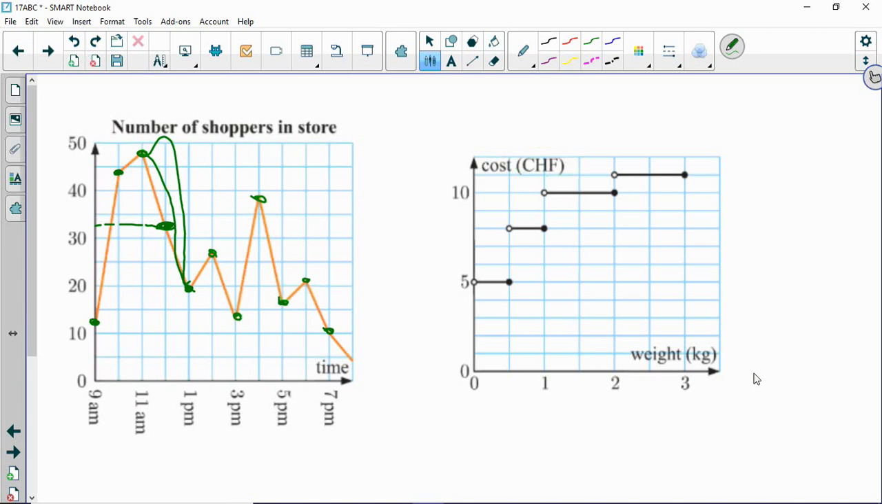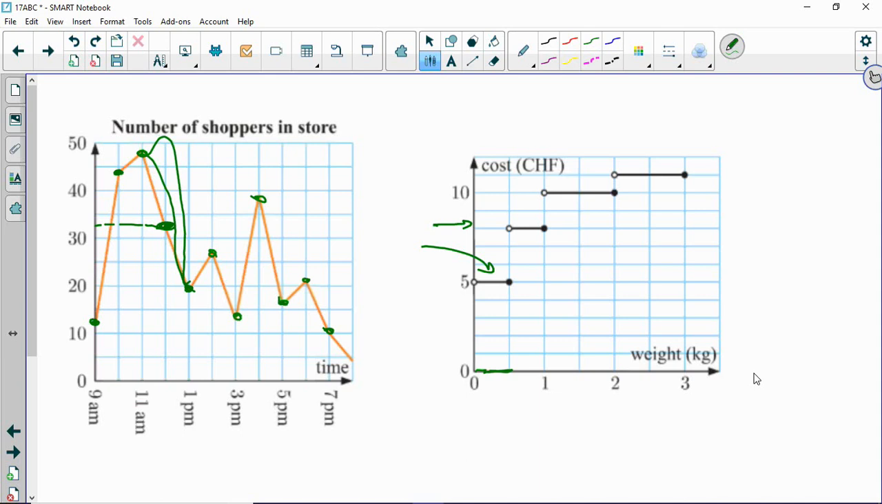So kind of like the statues again. What this notation tells me is that any of these objects which are in between 0 and half of a kilogram are all going to cost the same amount. They're all going to cost 5 Swiss francs. Any object that's in between half a kilogram and an entire kilogram, they're all going to cost 8 Swiss francs. Everything between 1 and 2 kilograms is going to cost 10 Swiss francs.